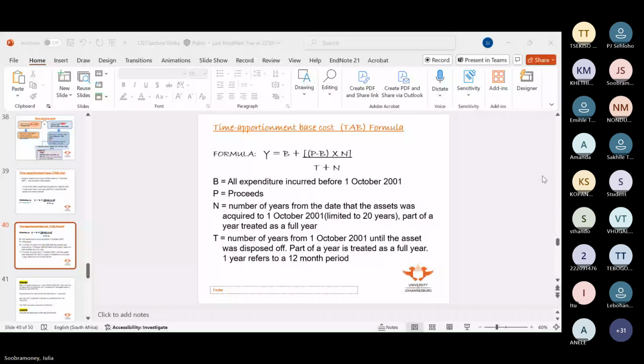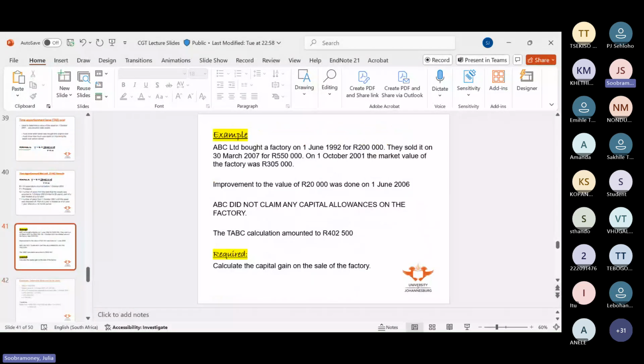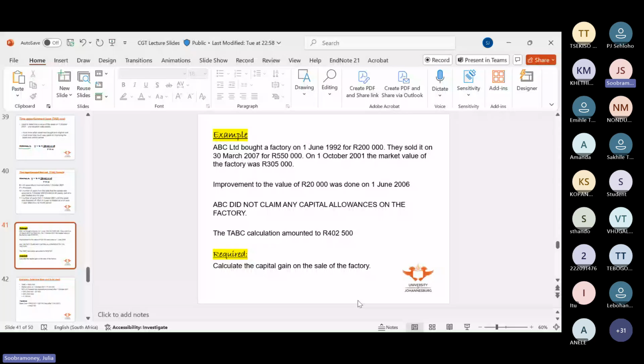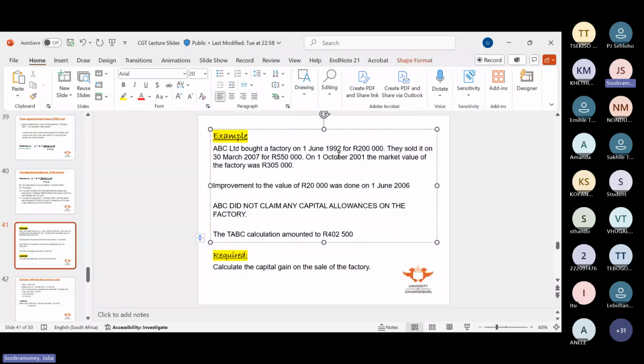Okay. So let's do an example. ABC Limited bought a factory on 1 June 1992 for 200,000. Okay, so we stop here. When did we purchase it? We purchased it on 1 June 1992. So everyone happy? This is before 1 October 2001. So what does that mean?